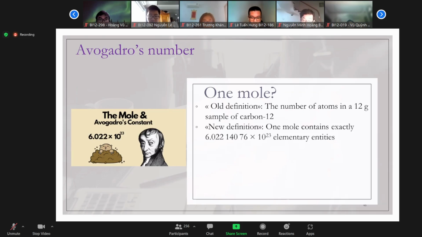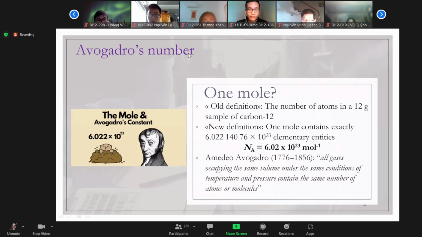We define exactly that 1 mole contains 6.022 so on times 10 to the power 23 atoms. I mean elementary entities. And we know that this number has a name, right? Yes, the Avogadro's constant. So it has a name, the Avogadro's constant.